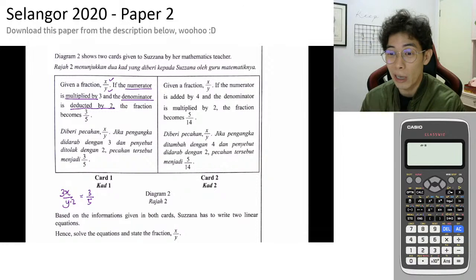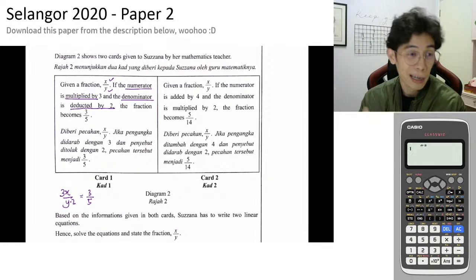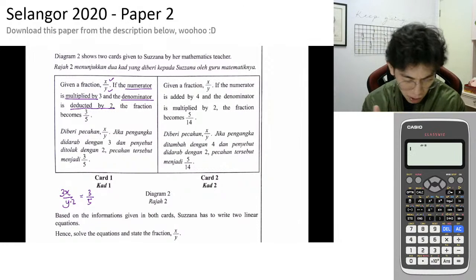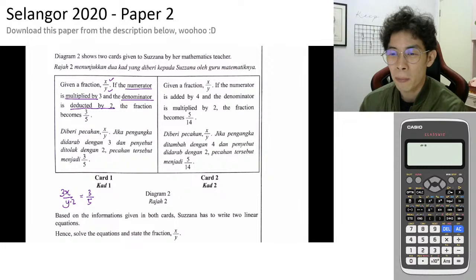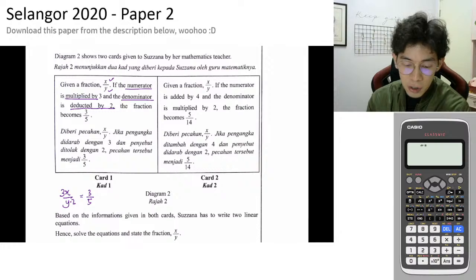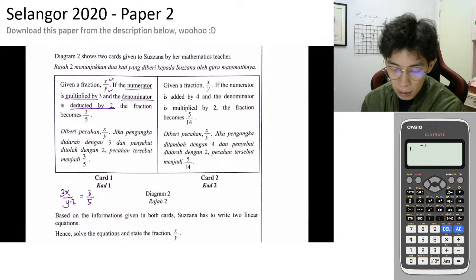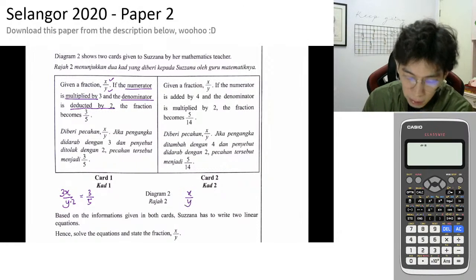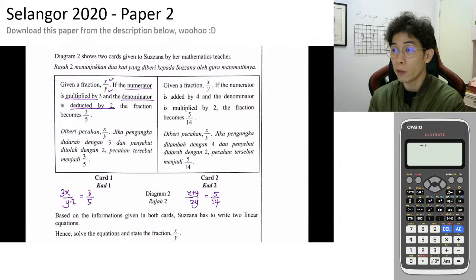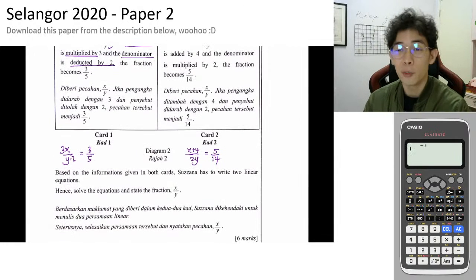So do you notice we accidentally get the equation ready by doing some simple things like times 3 and minus 2 only? Wow. Okay, but of course, let's read the second card. Given a fraction x over y, same thing, x over y. If the numerator is added by 4 and the denominator multiplied by 2, so it will be 2y. And this equals 5 over 14. So we get another equation already.